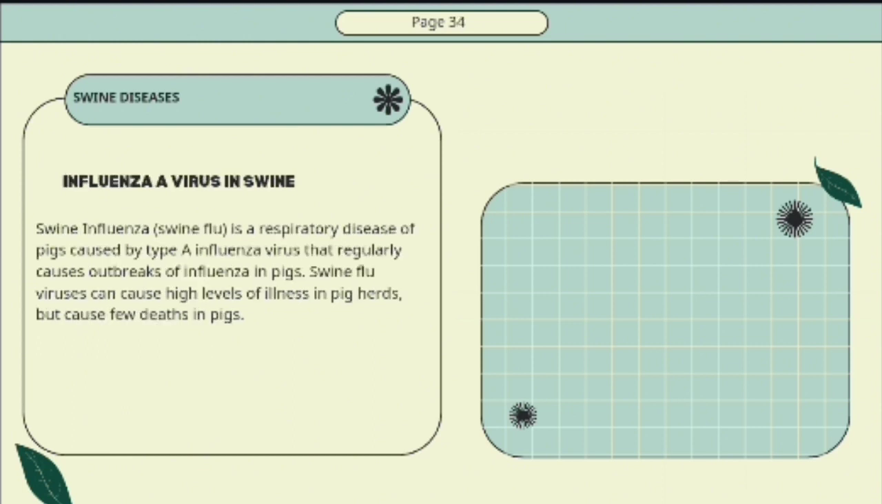We have also influenza A virus in swine. This is a respiratory disease of pigs or swine caused by a type A influenza virus that regularly causes outbreaks of influenza in pigs.